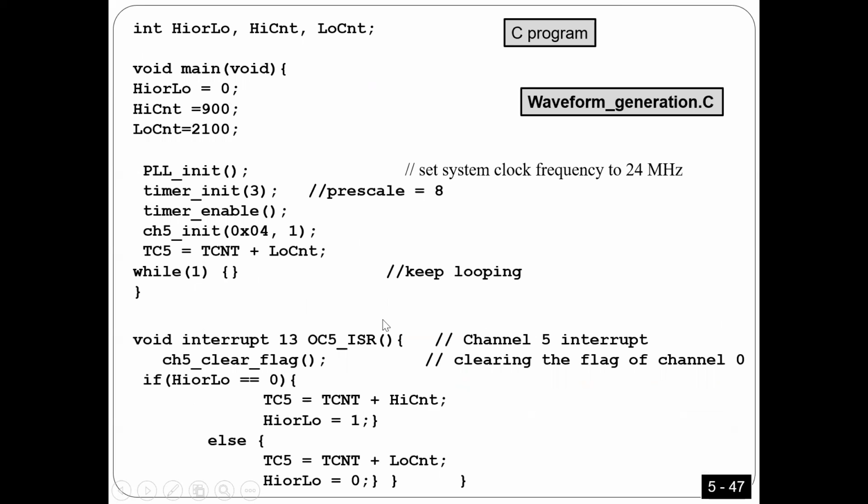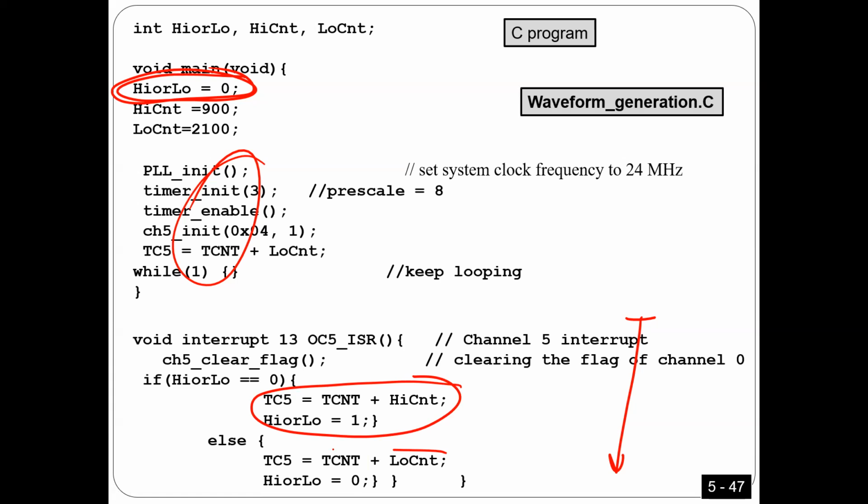So as you see here, guys, I'm going to use a variable. I'm going to call it high or low, as you see here. This is for sure the configuration, a very simple configuration. Let's see here in the interrupt subroutine. I'm going to check, is this high or low? Two cases here. One time I'm here, one time I'm here.